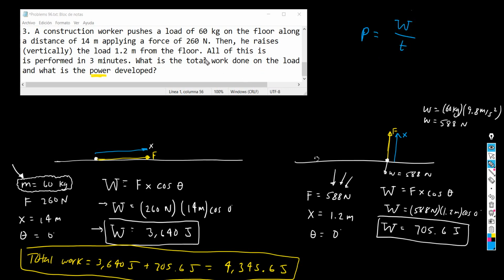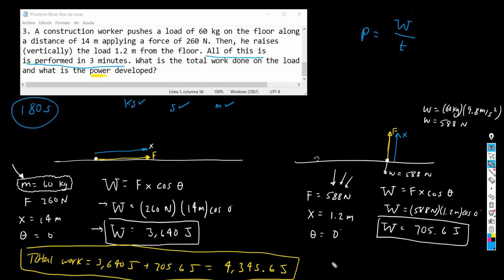They tell you guys that all of this is performed in 3 minutes. The pushing horizontally and the raising vertically. All of this takes 3 minutes. So that's all we need, the time. But remember, you need to transform to seconds because minute is not the official unit in the SI for time. So always use kilograms, always use seconds, and always use meters. If you're given any other quantity which is not in these three units, convert it immediately. How many seconds are 3 minutes? Well, it's going to be 180 seconds, right? Pretty simple.